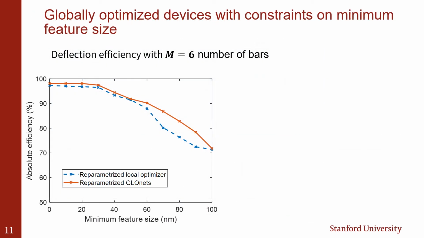After incorporating the reparameterization scheme into GlowNet and developing a global optimizer with physical constraints enforced, here I would like to revisit this graph showing how the deflection efficiency changes with different minimum feature size. The red line marks the globally optimized devices, and we see a substantial improvement in efficiency compared to results from the local optimizer.